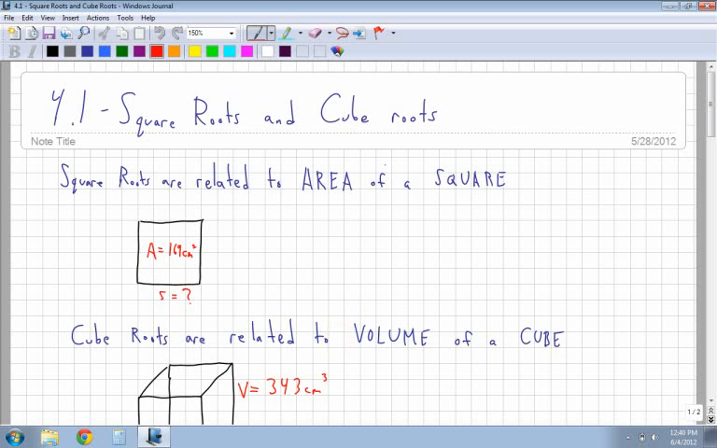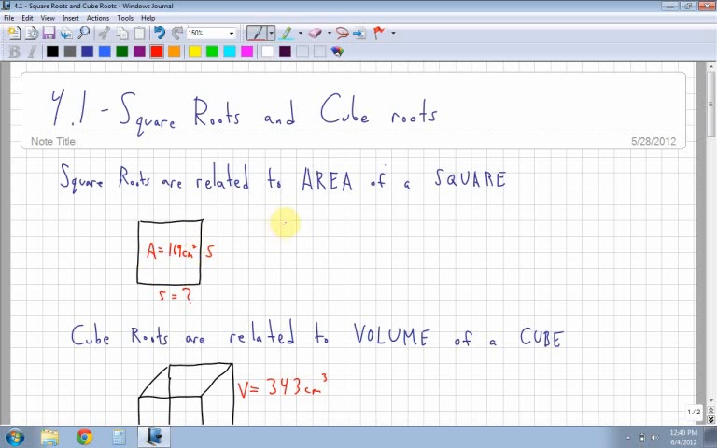Section 4.1 is square roots and cube roots. First thing I want you to look at is how square roots are related to the area of a square. So here I have the area of the square is 169 centimeters squared, and we want to find a side length. I know that in a square, all the side lengths are the same.